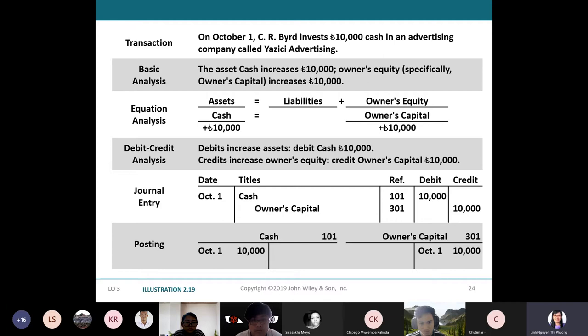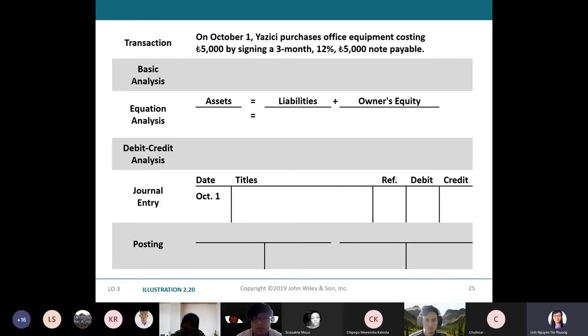Next transaction, I will ask Stalin, can you read for us? Okay, Stalin, please. On October 1, Yazichi purchases office equipment costing 5,000 by signing a 3-month, 12% 5,000 note payable. Okay. All right. So this company buys office equipment, right? Did they pay the money when they bought the office equipment? No. No, okay, they borrowed money, right? By signing the note, 5,000.